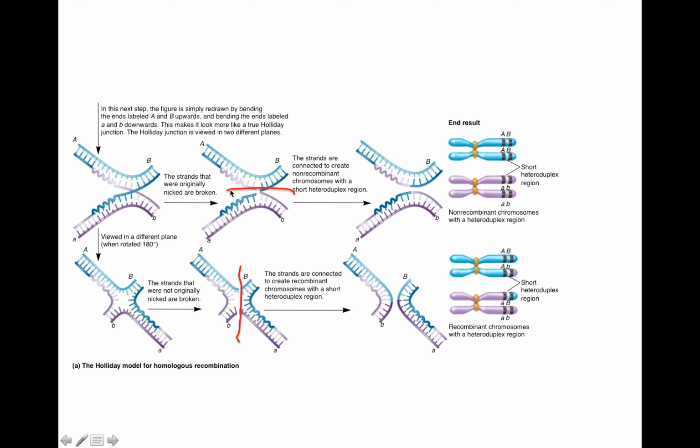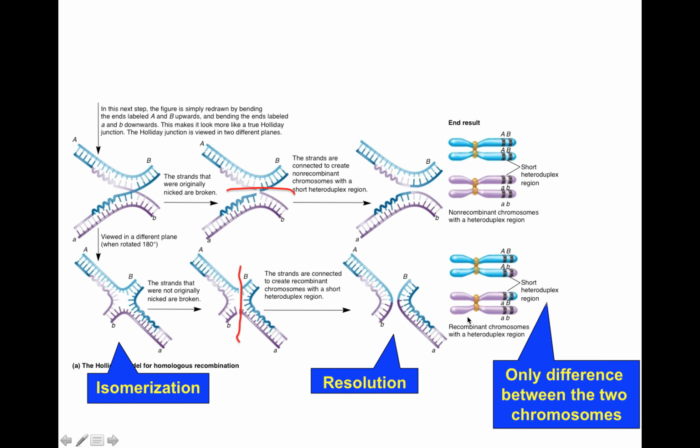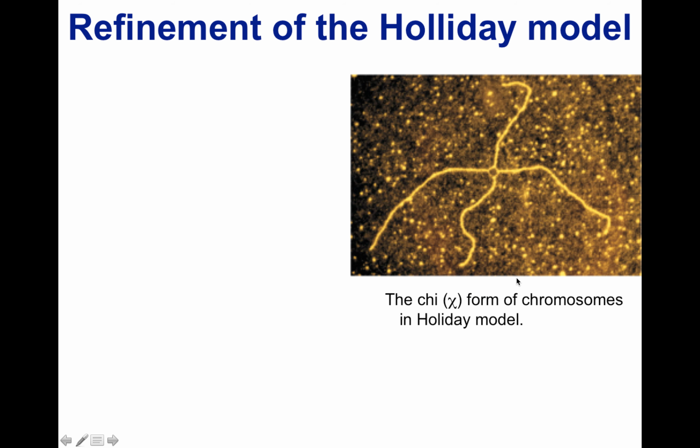You can break it in two different geometries. If you do it this way, you'll end up with new chromatids that have not exchanged a substantial amount of material, just a little bit here at the Holliday junction. If you cut it in another configuration, however, you can end up with recombinant segments of the chromosomes. This is referred to as isomerization and resolution, and the only difference between the two chromosomes is this region that exchanged.